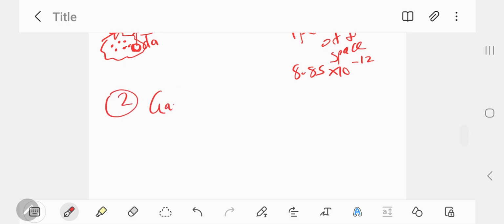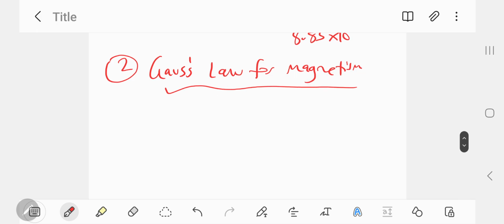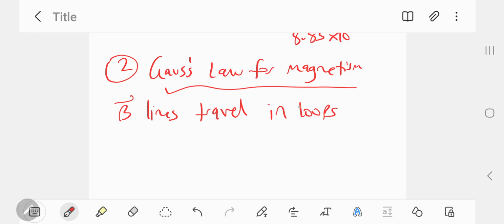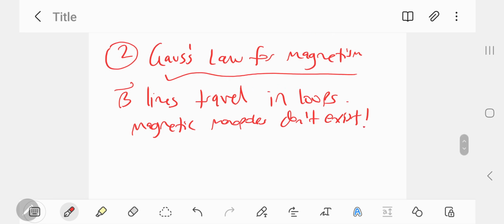Maxwell's second equation is Gauss's law for magnetism. It basically says quite simply that magnetic field lines travel in loops. They always travel in loops. In other words, magnetic monopoles don't exist. At least not yet. We haven't discovered them in nature.